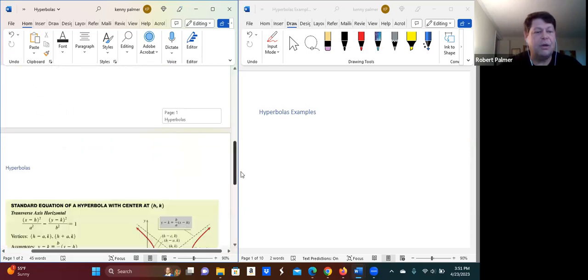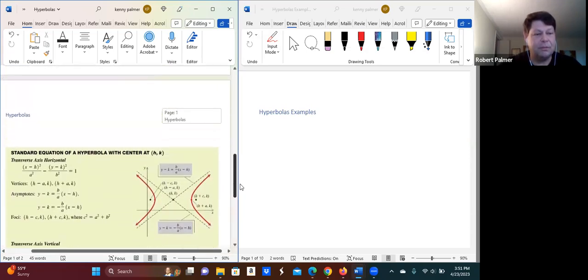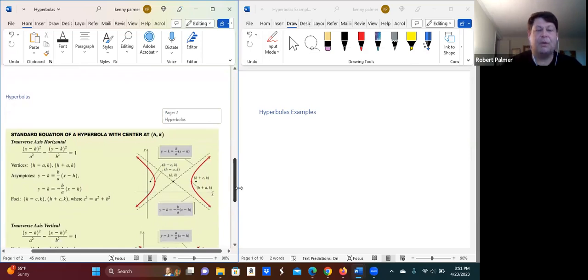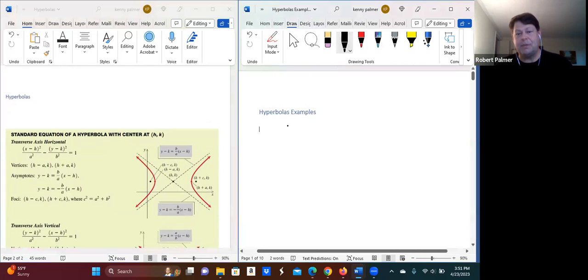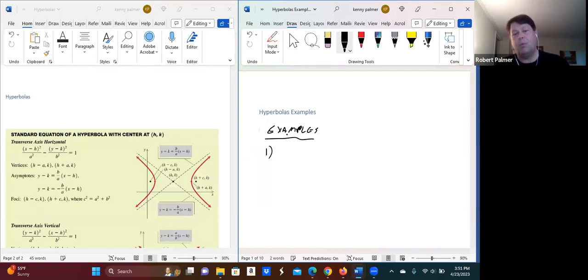So let's take a look at hyperbolas, and we'll start with some basic ones. We'll also use Desmos to help us graph one. Let's come over here and start with our basic one, and let's do a simple one that has a center at the origin. All right, so some examples. So number one, let's do almost the most basic one, x squared plus y squared is equal to 0.